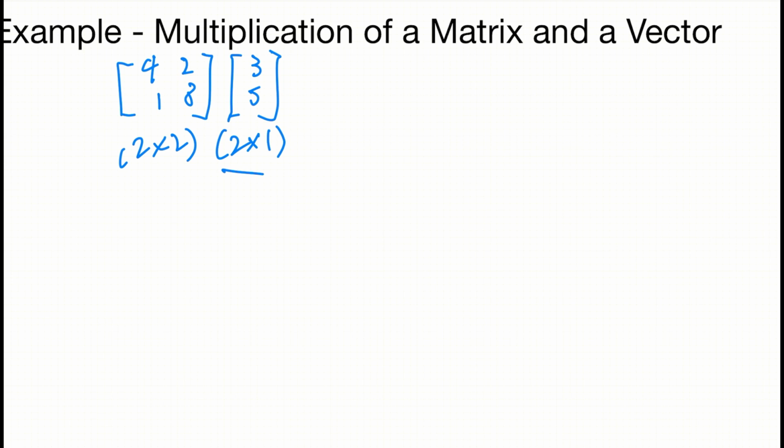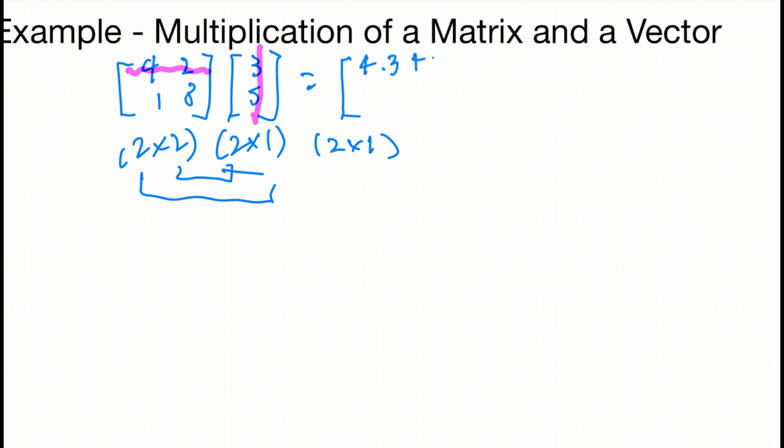So let's look at this matrix here. First of all, do these numbers agree? Yes, they do. So we can do it. It is defined. And out of this, we're going to get a 2 by 1. So the first thing we want to do, let's take our first row times this column, and let's see what we get here. That's going to be equal to 4 times 3 plus 2 times 5. So there's our first element.